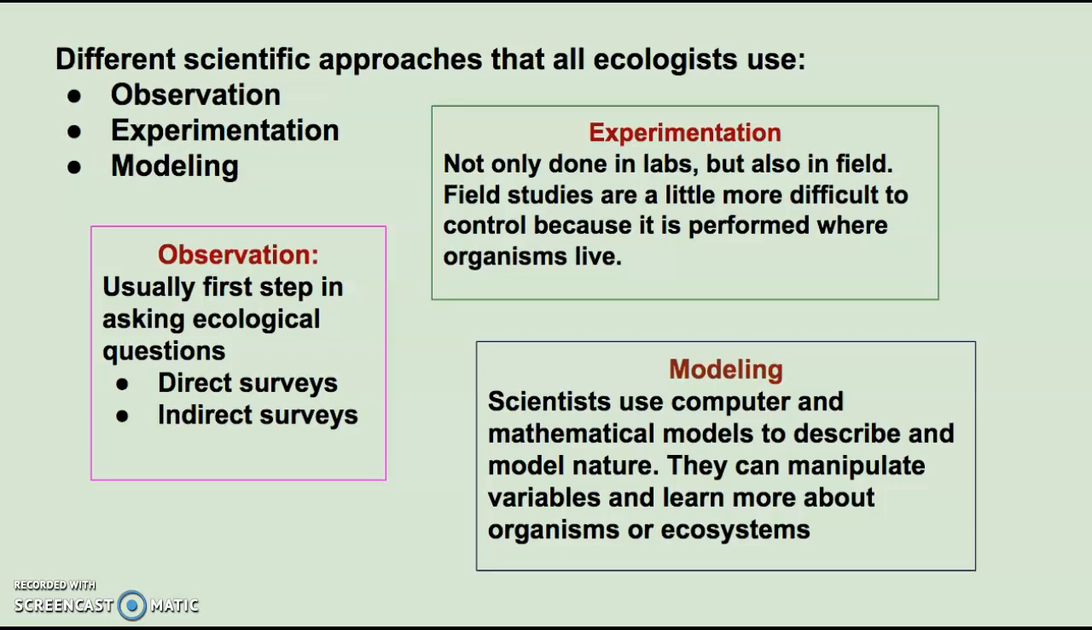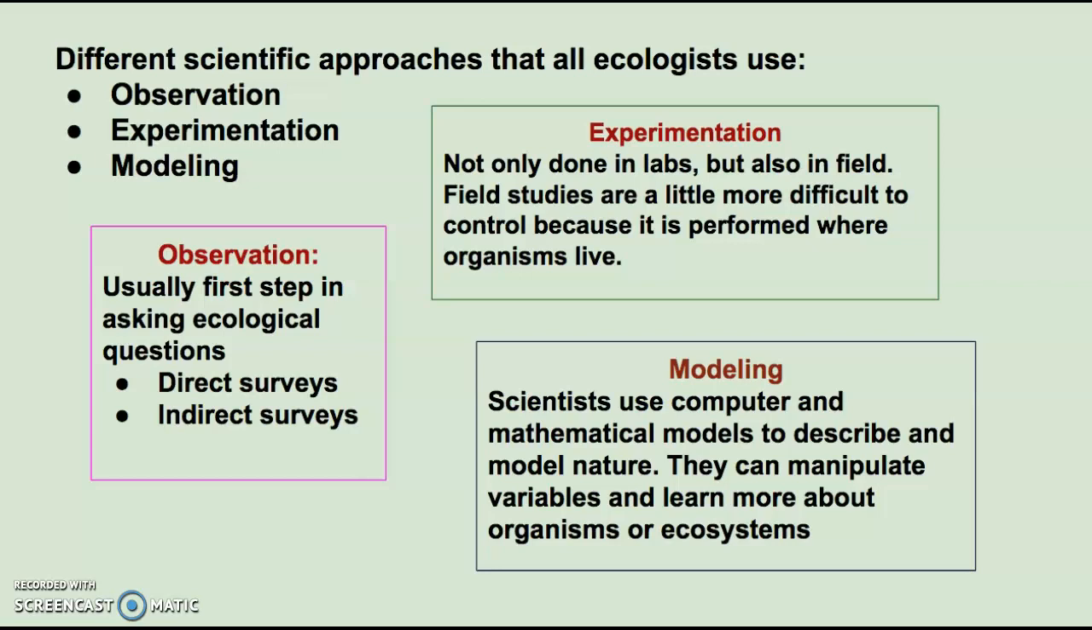Another type of scientific research is experimentation. Not all experiments are done in the lab. Sometimes hypotheses have to be tested, but the work has to be done in fields. Of course, field studies are a little bit more difficult because in a lab, the scientist controls the variables, controls what is happening. But in field studies, the scientists cannot control all of the variables because the field studies are performed where organisms live.